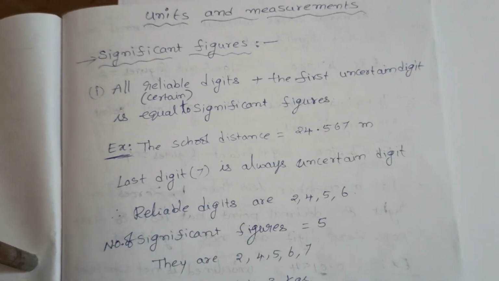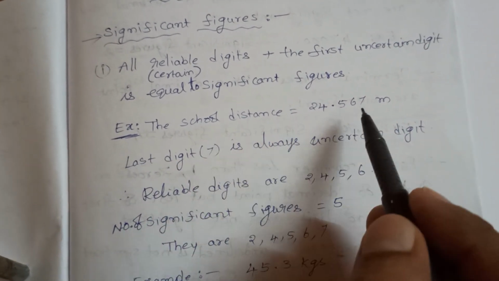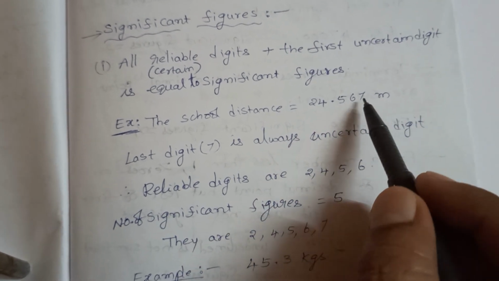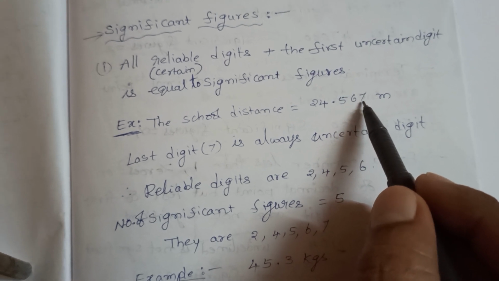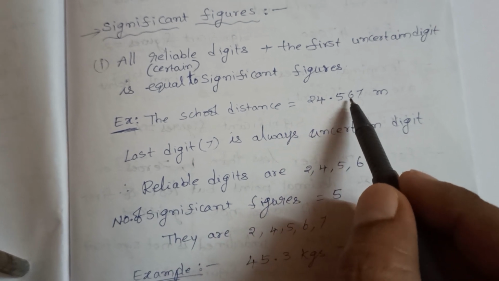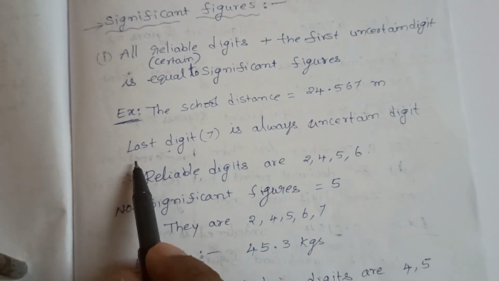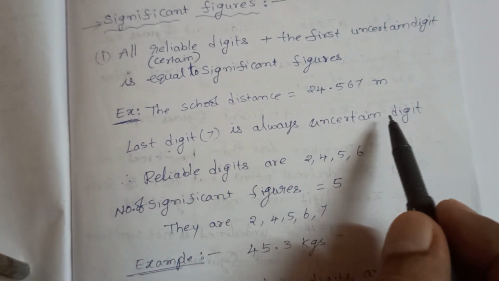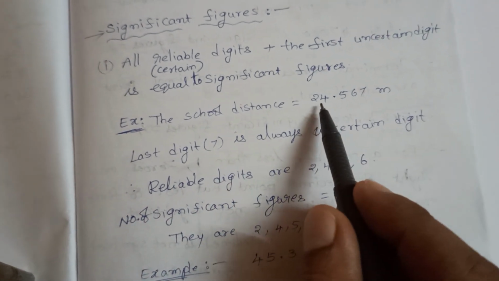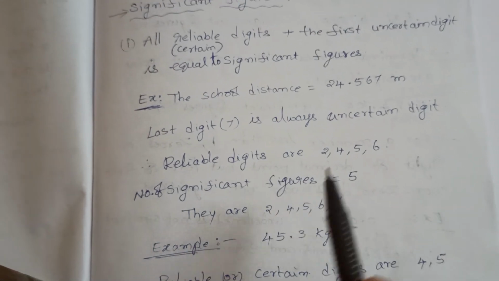Now, here if we take one example, suppose the school distance is 24.567 meters. Here the last digit 7 is called the uncertain digit and the remaining digits 2, 4, 5, 6 are certain digits. The last digit 7 is always the uncertain digit. The reliable digits, meaning certain digits, are 2, 4, 5, 6.